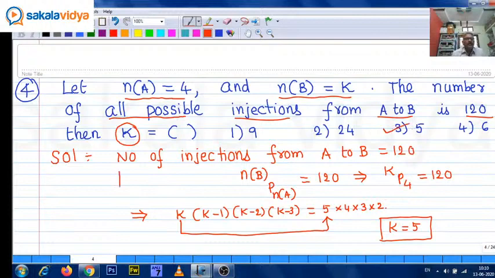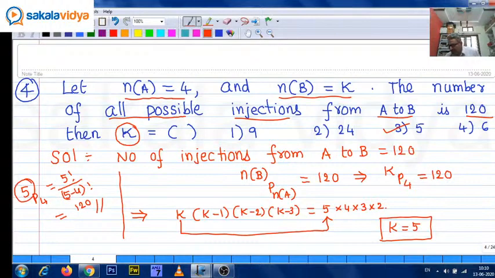Because you see this 5P4, you can check it now. 5P4 is equal to 5 factorial by (5 minus 4) factorial. 5 factorial is 120 upon 1, which is 120. That's why k must be equal to 5. You can check like this also. Right?